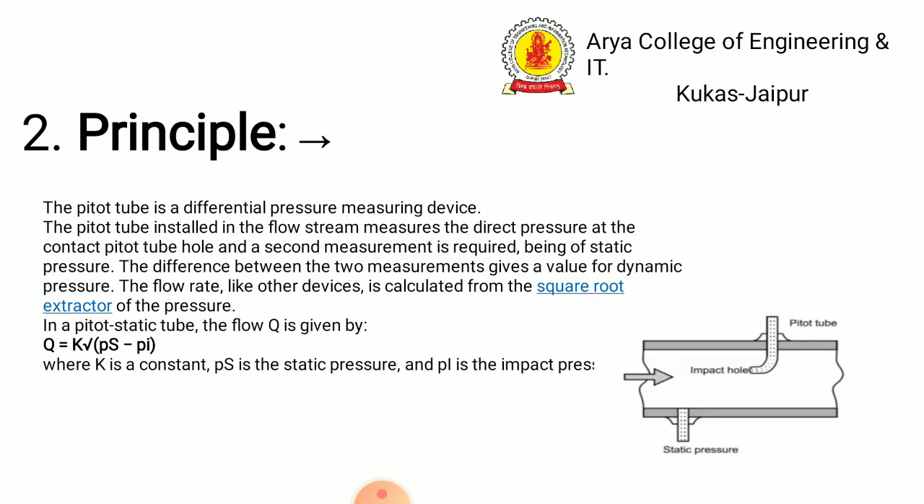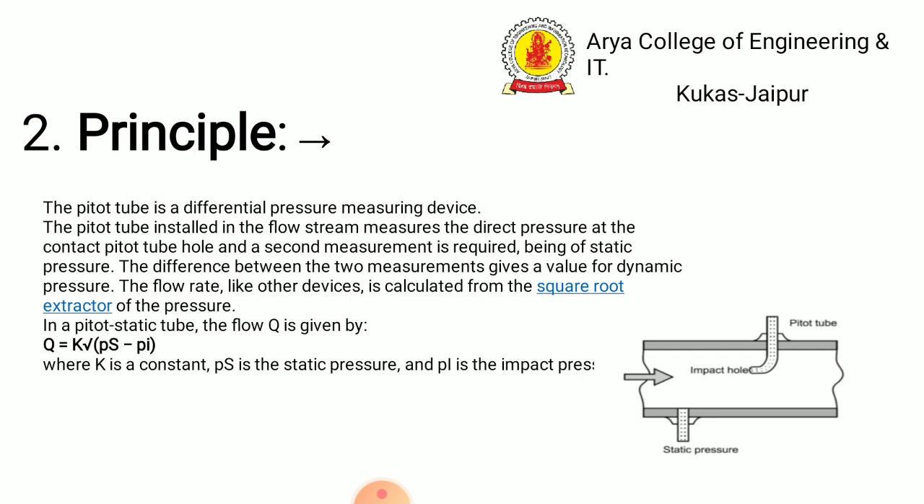Let us discuss the principle. A Pitot tube is a differential pressure measuring device. A Pitot tube installed in a flow stream measures the direct pressure at the contact point. A second measurement is required, that of static pressure. The difference between the two measurements gives a value for dynamic pressure. The flow rate, like other devices, is calculated from the square root of the pressure.